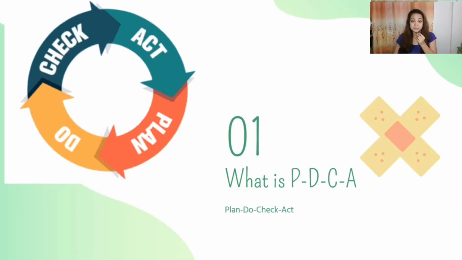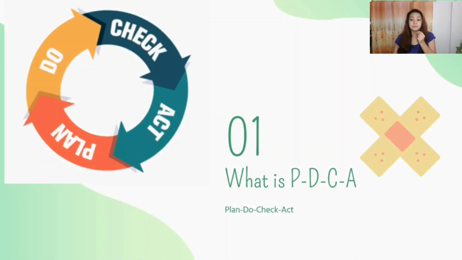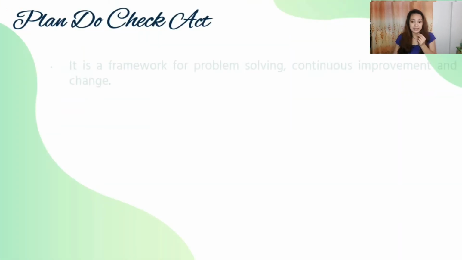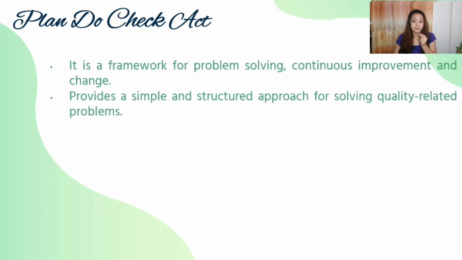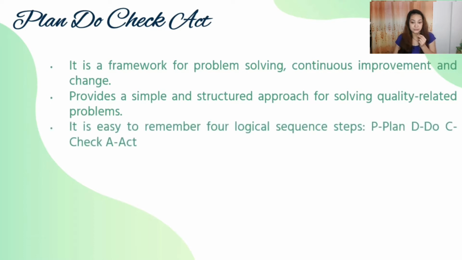First, what is the PDCA cycle? PDCA, or Plan Do Check Act, is a framework for problem solving, continuous improvement, and change. It also provides a simple and structured approach for solving quality-related problems and is easy to remember for its logical sequence of steps: P for plan, D for do, C for check, and A for act.